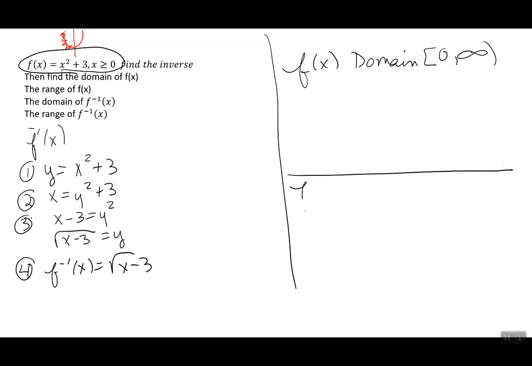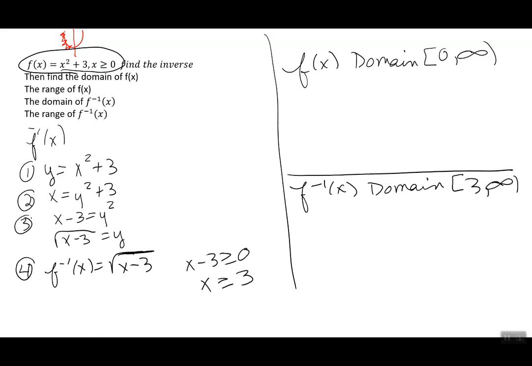Okay, let's look at f inverse of x. The domain, I can see this is the square root of x minus 3. So because x minus 3 has to be greater than or equal to 0, x is going to have to be greater than or equal to 3. So there's 3 to infinity.